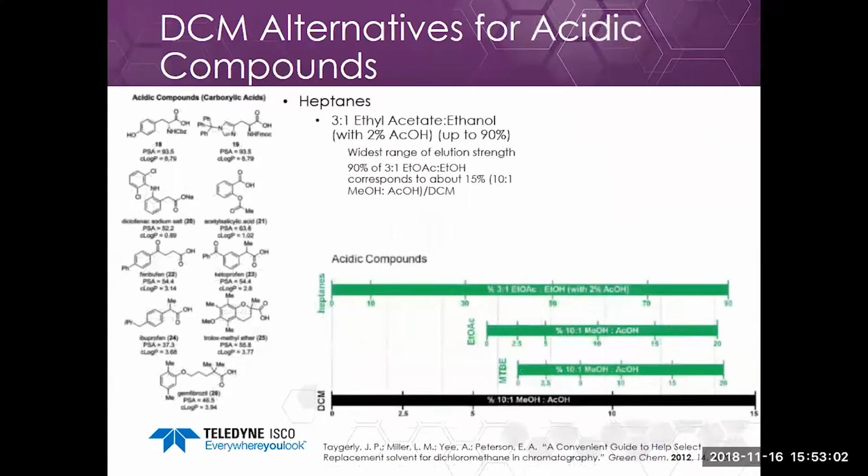Finally, the acidic compounds on the left there. They used heptanes and 3-to-1 ethyl acetate ethanol again with 2% acetic acid added to it. This offered a wide range of elution strength again. It got you up to about 15% of the 10-to-1 acetic acid methanol DCM mixture there. Alternatively, you could use the ethyl acetate or the MTBE again. Not quite as wide of a range, but you could increase the polarity of the methanol there since you're under acidic conditions to push it.